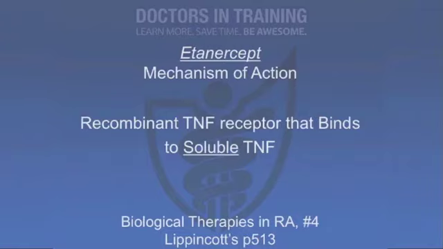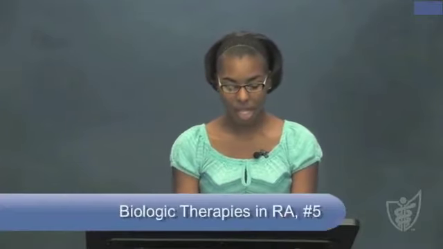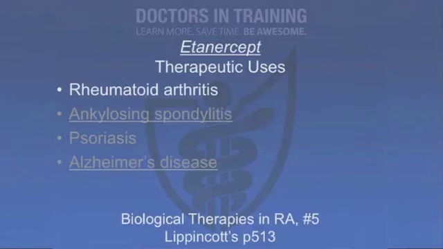So one of the basic things that we'll talk about really quickly is that TNF is actually present in a couple of forms. It can be soluble and it can also be transmembrane. Etanercept blocks soluble TNF. We use this for rheumatoid arthritis, ankylosing spondylitis, psoriasis, and also Alzheimer's disease.